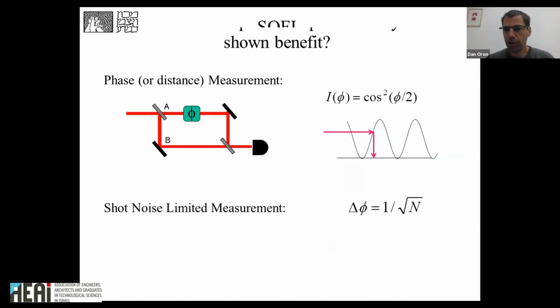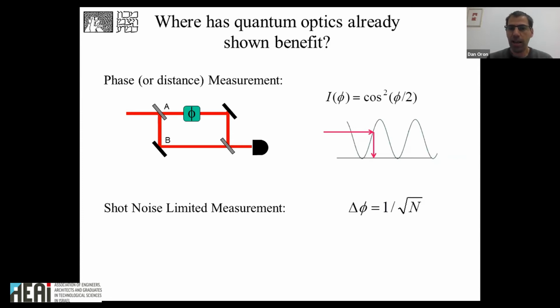Okay, so now let's talk for a few seconds about quantum mechanics. Where did quantum mechanical sensing already show benefit in the context of optical microscopy? In general, quantum states of light have shown benefit in measuring phase or distance. Even LIGO, the interferometer that a lot of us have heard about that can measure gravitational waves, uses quantum mechanics in order to improve the assessment of, in this case, a distance measurement.